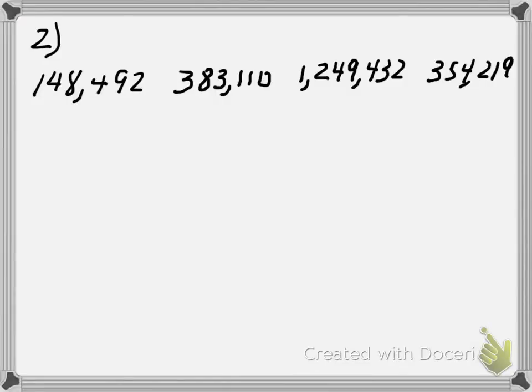For number 2, we're asked to do two things. First, we'll round each of these to the nearest 10,000. And then we're going to put them in order from least to greatest.